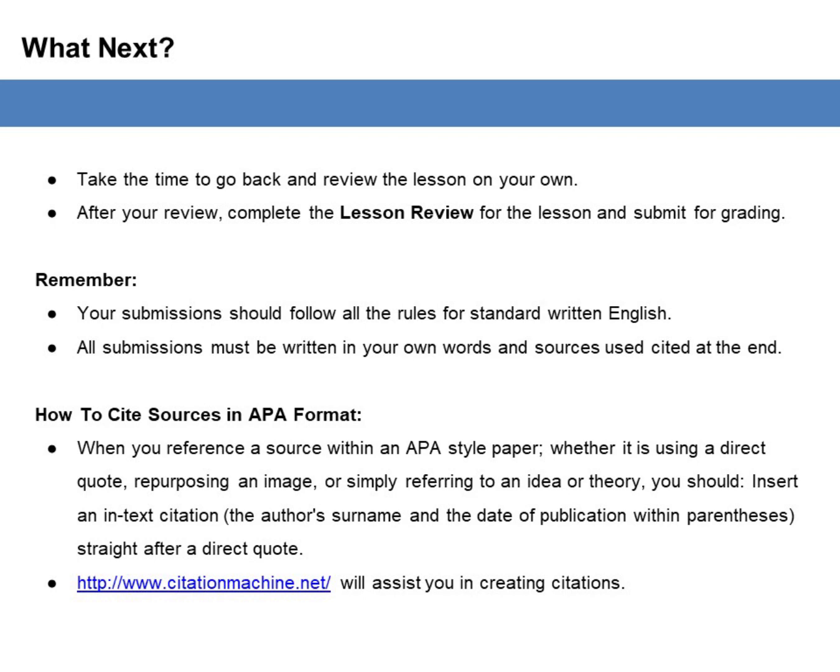How to cite sources in APA format. When you reference a source within an APA-style paper, whether it is using a direct quote, repurposing an image, or simply referring to an idea or theory, you should insert an in-text citation, the author's surname and the date of publication, within parentheses straight after a direct quote. CitationMachine.net will assist you in creating citations.